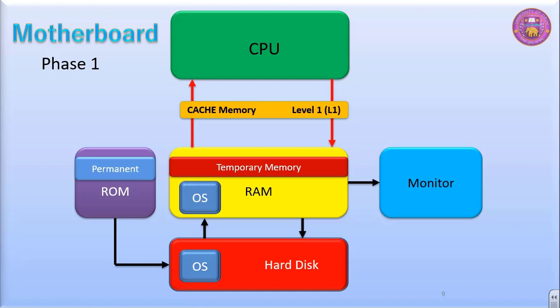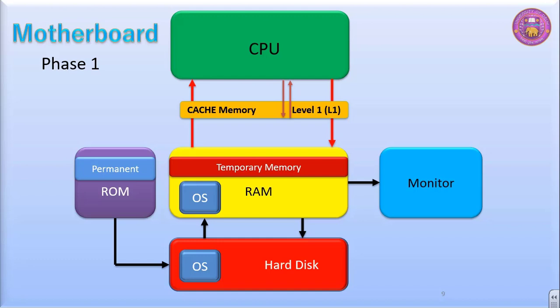CPU does the job of processing. While processing, it stores some of the instructions which are frequently required by it. It stores it on the cache memory. And whenever CPU needs those instructions, it takes it back from the cache memory. The distance between cache and CPU is less than the distance between CPU and RAM. So it improves the functioning of the computer. The processor is able to process things very quickly. This was the initial stage when on the motherboard cache memory, that is level 1, was installed.